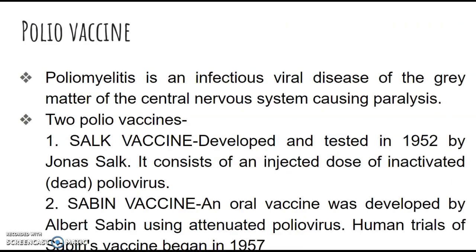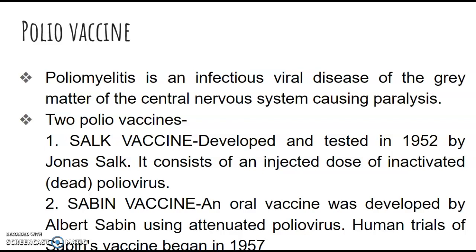Third category is the polio vaccine. Poliomyelitis, as we know, is an infectious viral infection which causes disease to the gray matter of the brain, the central nervous system. Two polio vaccines are known. One is the Salk vaccine, another one is the Sabin vaccine.